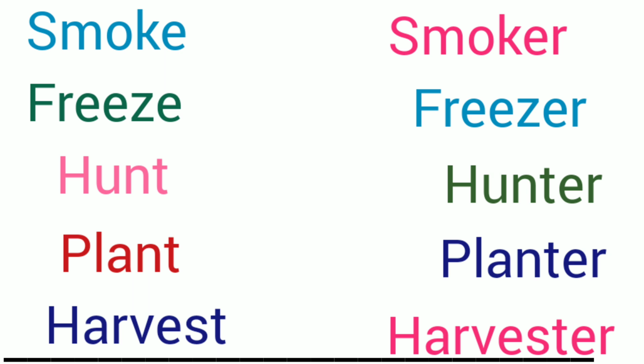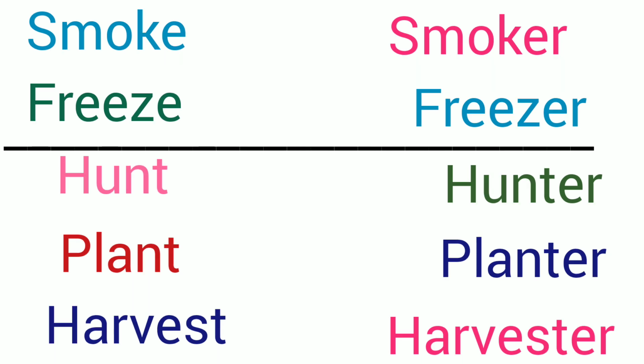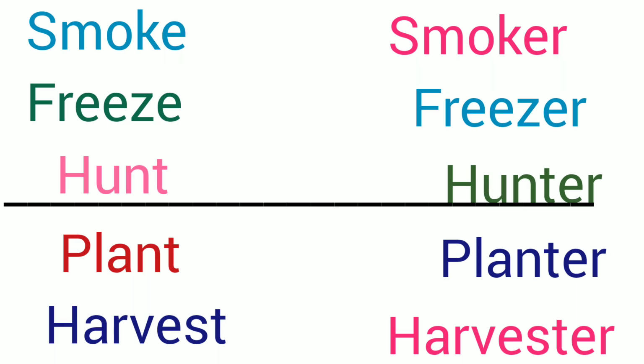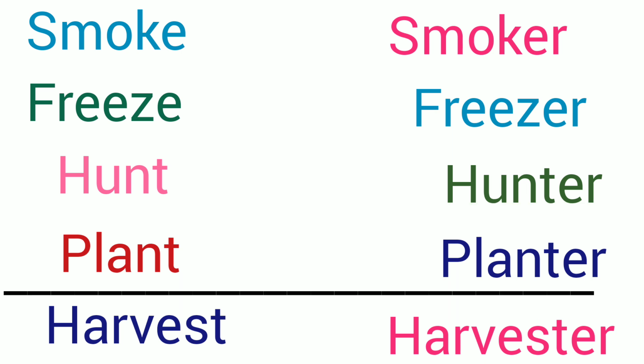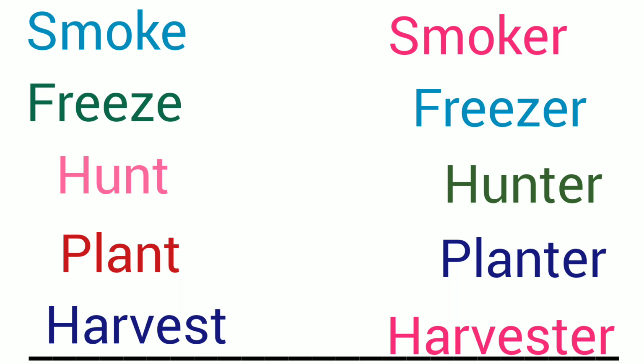Okay? So we have smoker is to smoke. Freezer is to freeze. Hunter is to hunt. Planter is to plant. And harvester is to harvest.